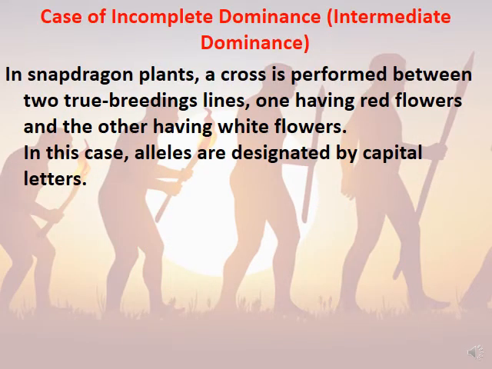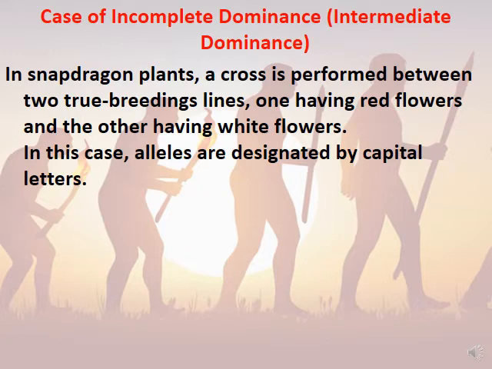Moving to the case of incomplete dominance, which is also called intermediate dominance. So here we have snapdragon plants, where a cross is performed between 2 breeding lines, one having red flowers and the other having white flowers. In these cases, the alleles are designated by capital letters, as in the case of codominance. Both of them are designated by capital letters.